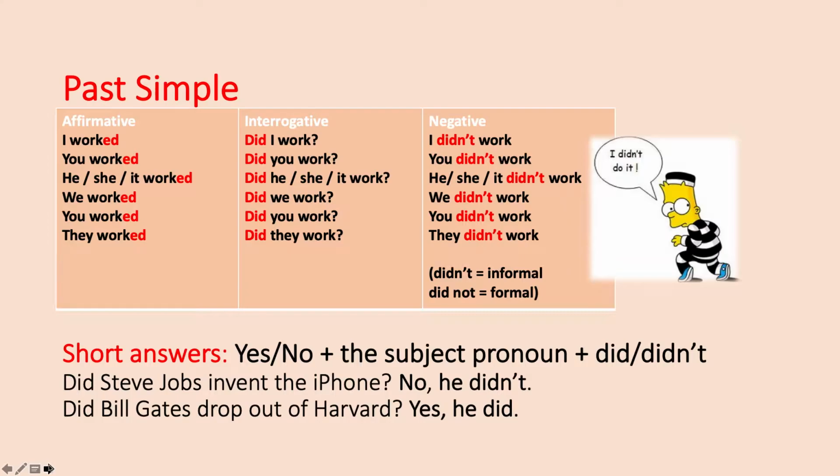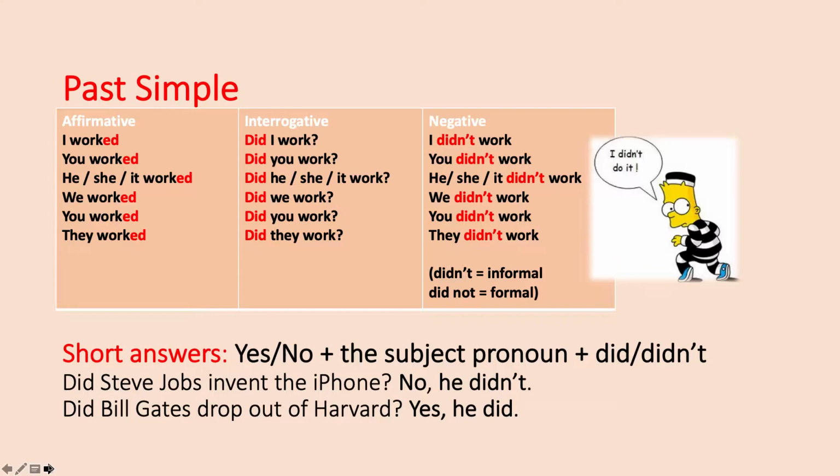How is the past simple formed? In English, we have two kinds of verbs, regular and irregular. If the verb is regular, we add -ed to the verb. For example, we say, I worked, you worked, he worked, she worked, it worked. We worked, you worked, they worked. So we just add -ed to the verb.